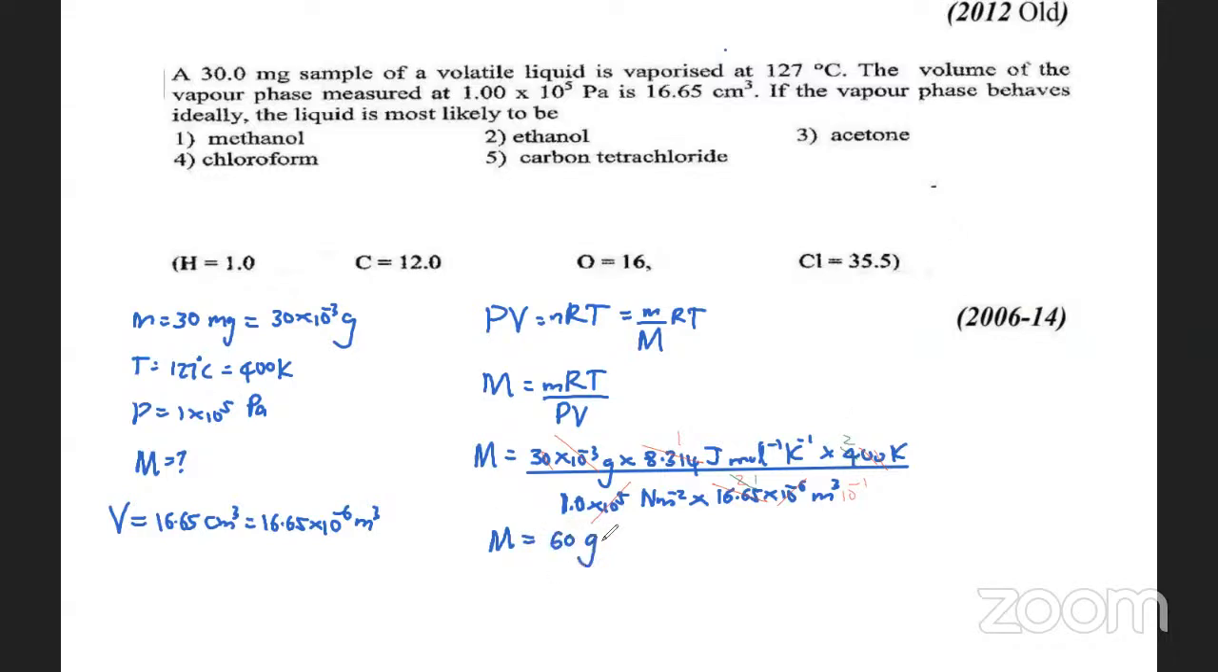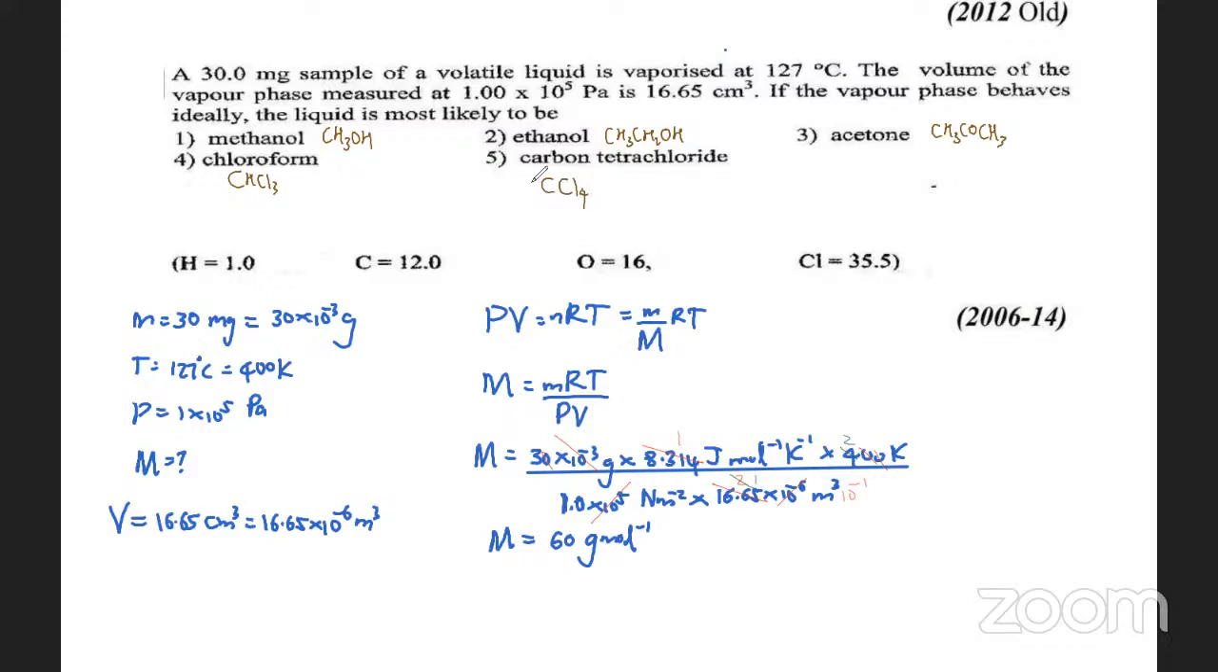Try this question and get 60 gram per mole, the molar mass. I see a few hands going up, but unfortunately you don't know what these compounds are, so let me write down their chemical formulae. Methanol is CH3OH. Ethanol is CH3CH2OH. Acetone is CH3COCH3. Chloroform, CHCl3. Carbon tetrachloride, tetra means 4, so CCl4.